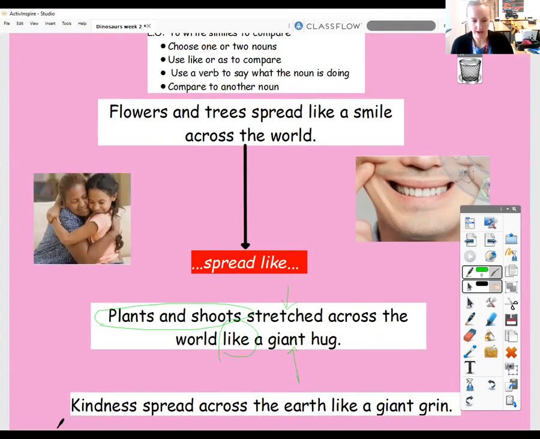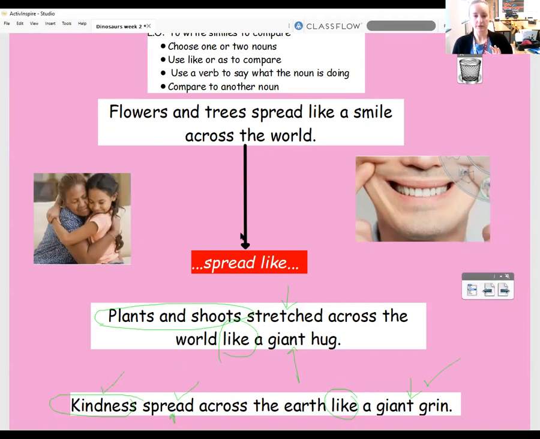Right, let me check that one again. Have I got my noun? Yes, this is what I'm choosing to compare, kindness. I'm saying what it's done. I've got my verb here. I said it's spread across the earth. I've got like to compare, and I've got my giant grin there. So I've got my second noun.